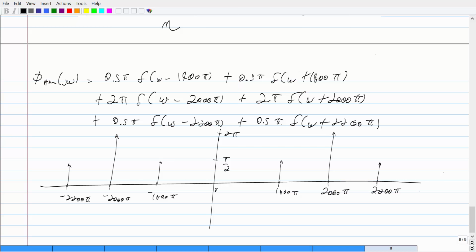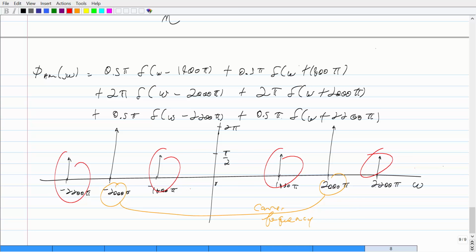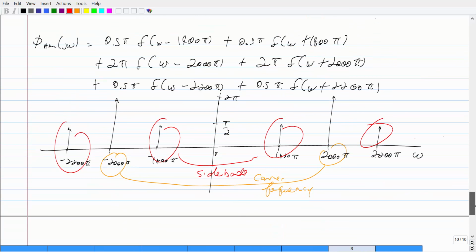Okay, so if you actually look at the spectrum now, it's going to look a little more obvious. We can clearly see that here and here is going to be the carrier frequency, right? So this would be the carrier frequency. And then obviously these here are your message, these are the sidebands. So we can clearly see that our carrier frequency is 2000 pi.